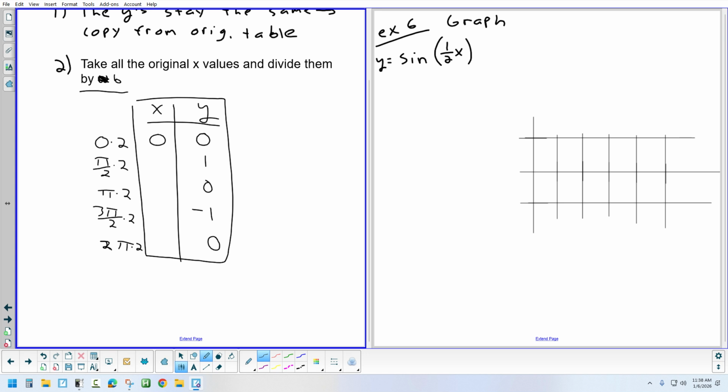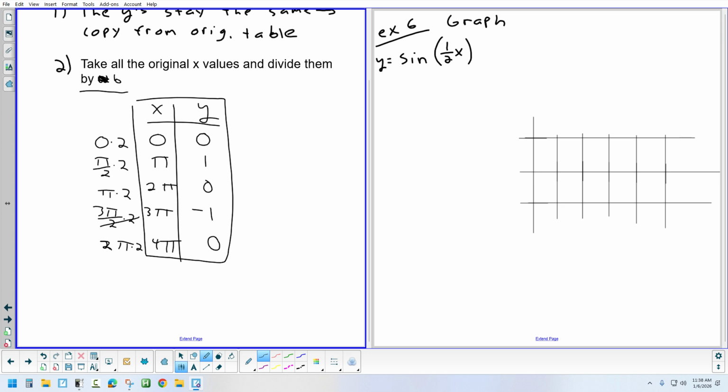Pi. And then pi times 2? 2 pi. And the next one? 3 pi. And the last one? 4 pi. So when you multiply them all by 2, that's your new table. And those will be your labels on the x-axis. So this graph has stretched out twice as long as it normally would be.